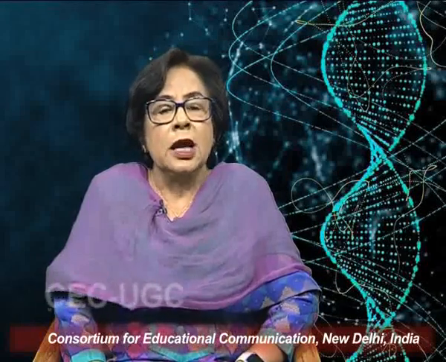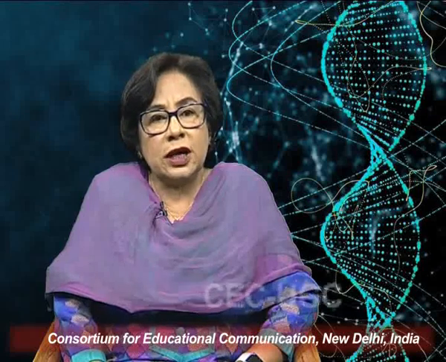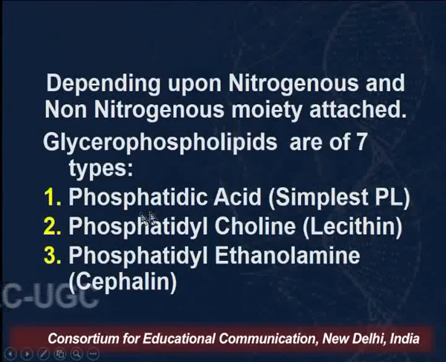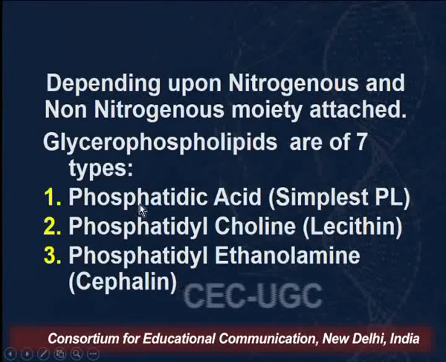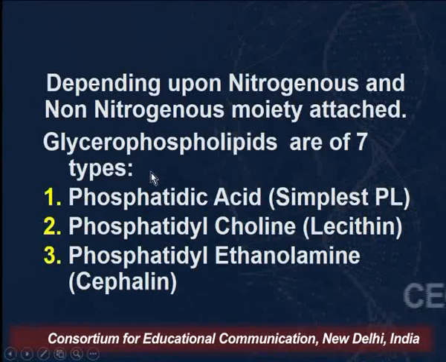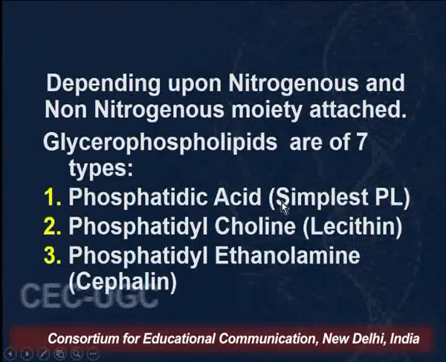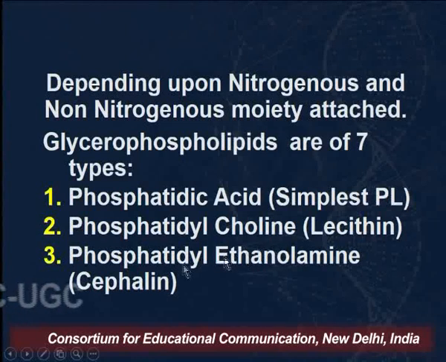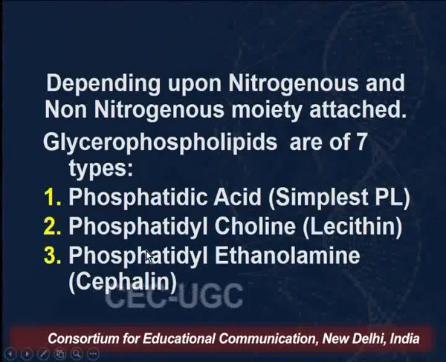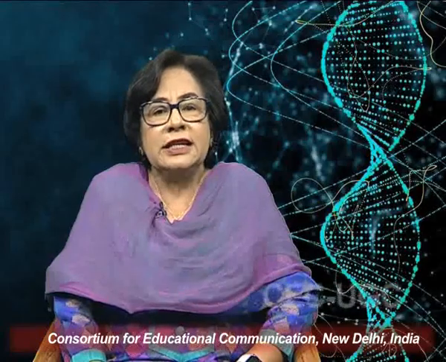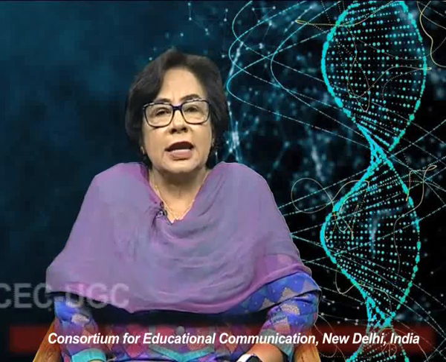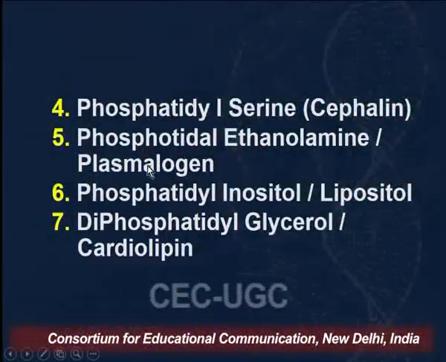The simplest of them is phosphatidic acid. As we continue the lecture, we'll find that all other phospholipids are derived from phosphatidic acid, which is the basic structure of a phospholipid. Then we have phosphatidylcholine, which is also known as lecithin, phosphatidyl ethanolamine, which is an example of cephalin, then phosphatidyl serine, which is another example of cephalin, and we have phosphatidyl ethanolamine, which is a plasmalogen.